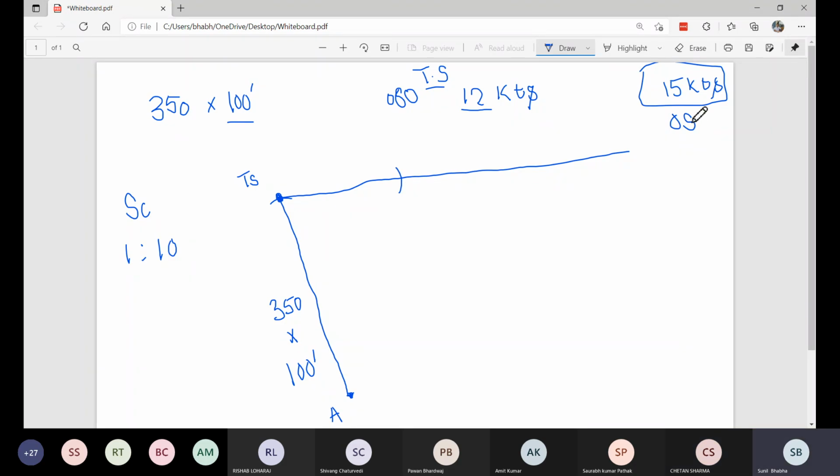Now in 5 hours, how much distance will I cover? 15 into 5 is 75. So that is 7.5 centimeters. So I keep my compass here, open it up 7.5 centimeters and cut it. What is this one? This is our ship's course and speed. Right beta, we will transfer this here. Wherever it goes and meets, this is where our ships will be meeting.